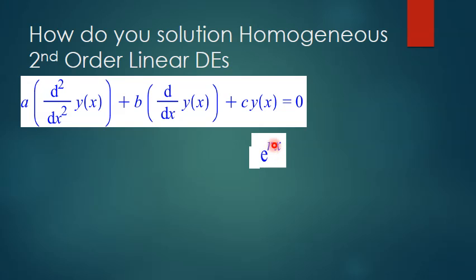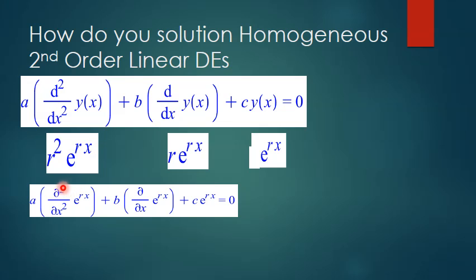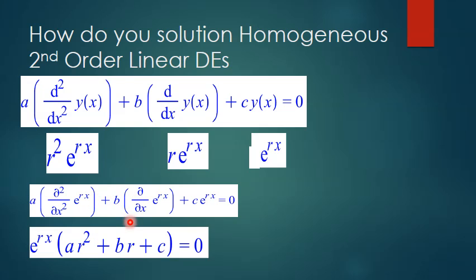I have no idea what r is, but if I take the derivative of that, I would get r e to the rx, and if I took another derivative of that, I get r squared e to the rx. So if I claim that's my solution for y, and then plug it in here, take my derivatives, and then factor out the exponential function, I get a polynomial in r times my exponential function. Well, that has to be equal to 0. This left-hand side here has to equal the right-hand side.